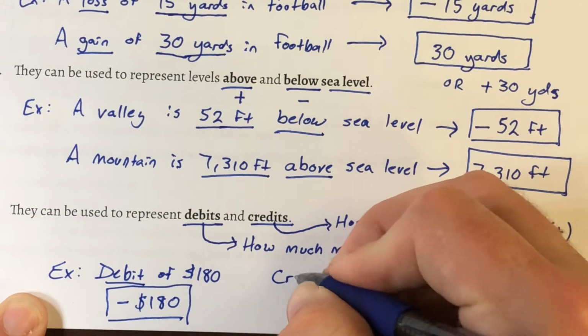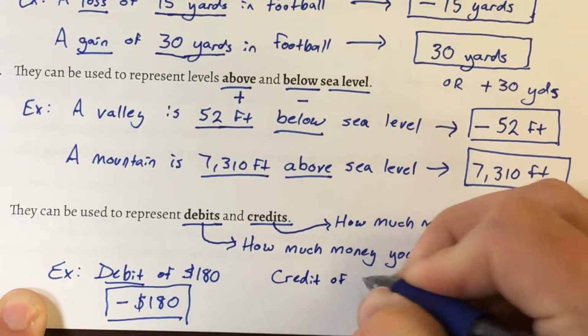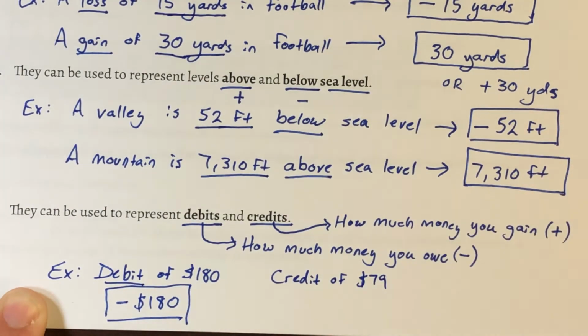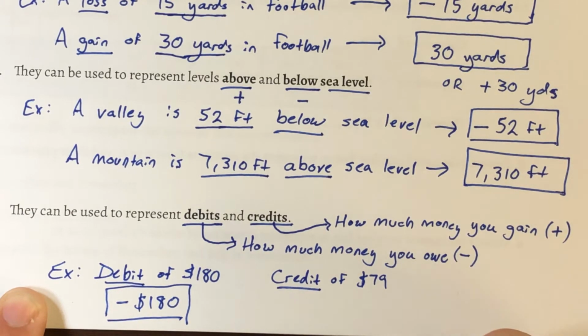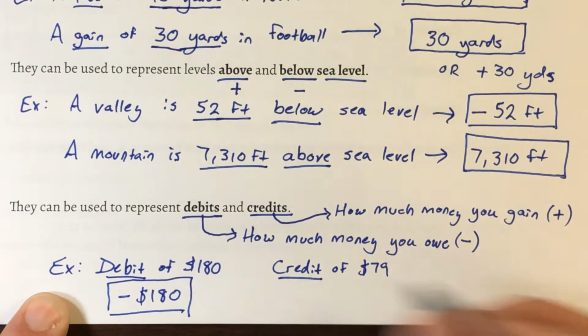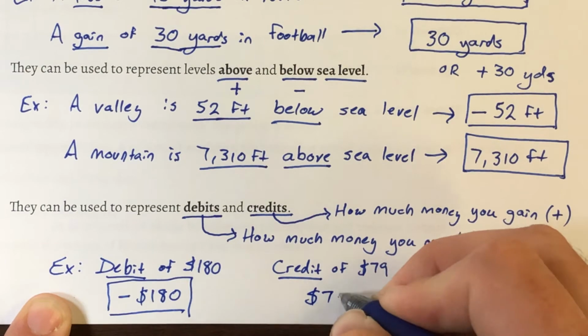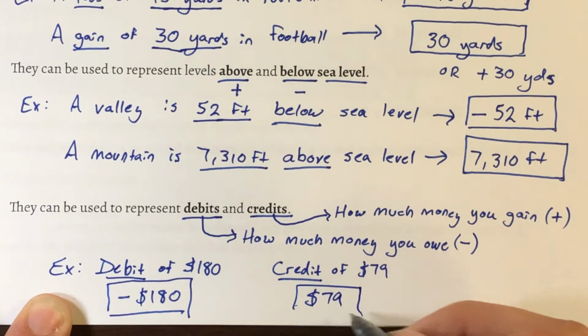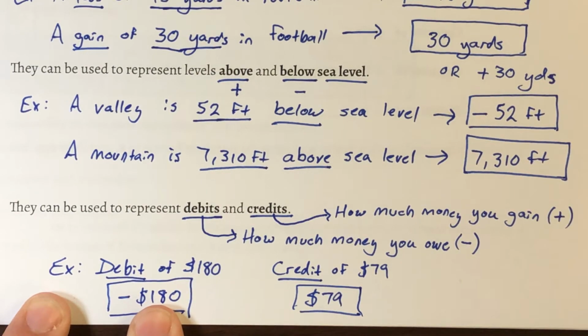Another example, credit. Let's say the bank says you're getting a credit of $79. Credit means you're gaining it. You're getting it back. Maybe you paid too much money on something and they're giving you more money back. So credit means positive, so I don't need to write a positive sign unless I want to. And then I write my number and label. So $79. This would imply a credit. You're getting $79. Then you're much happier. Not as happy because you've already spent $180.